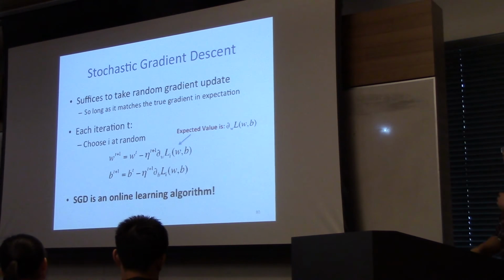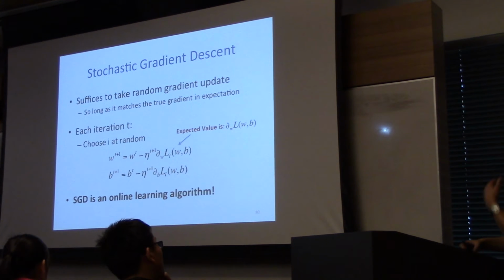So you don't even need to have access to all of the training data up front. You could just have part of it at a time, and stochastic gradient descent will work just fine.